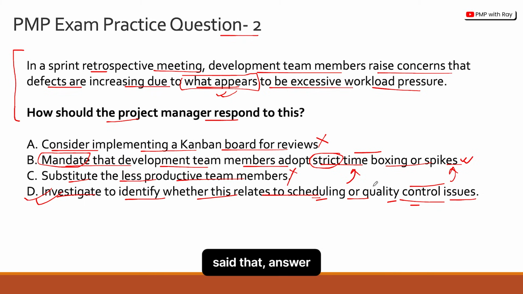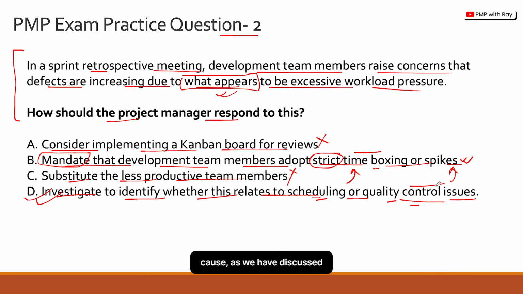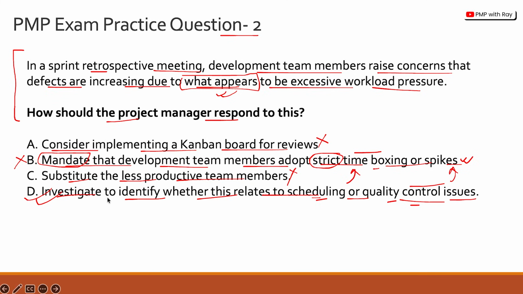But having said that, answer option B is also incorrect because it is actually jumping into the solution without addressing the root cause, as we have discussed before. So answer option B is incorrect. It was a very close answer choice, but it's incorrect because of the reasons that we have discussed, and the correct answer to this question is option D.